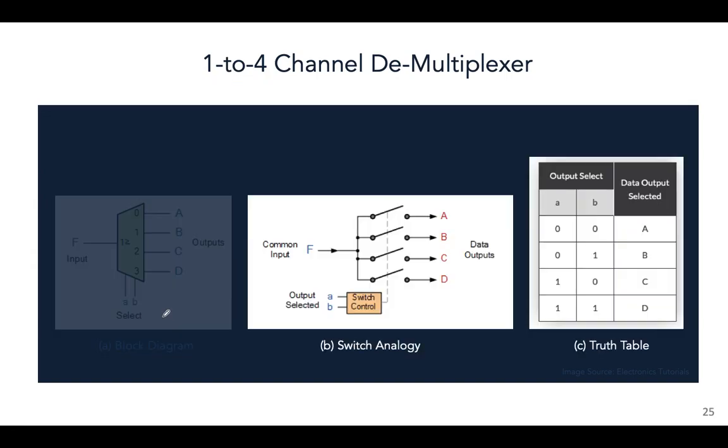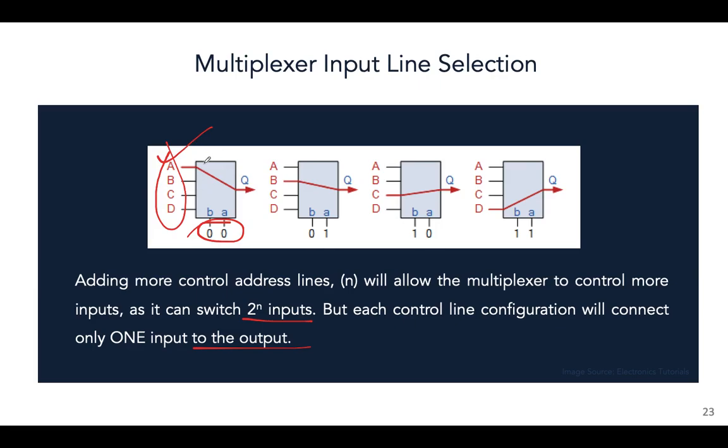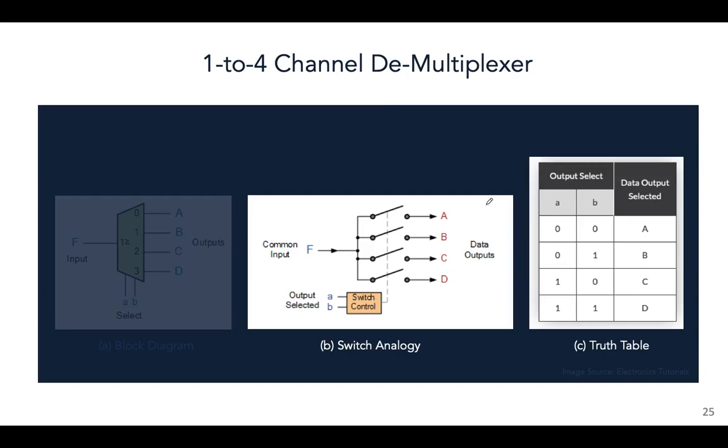Here we have a very simple switch analogy and the truth table for a demultiplexer. A switch analogy is basically an illustration of how this works on the inside, how switching is being done. In this case, we can see that these are the control lines which are going to decide which of these outputs is going to get this input, which of these switches needs to be connected.